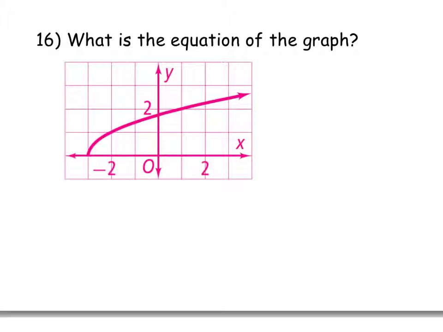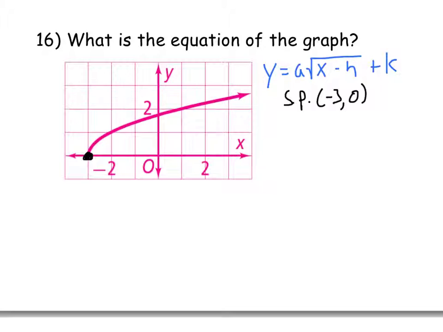Number 16, what type of function do we have? Square root function. So the general form is y equals a square root of x minus h plus k. Well, h and k give us the starting point. The starting point is at -3, 0. So our starting point, -3, 0. Remember I told you guys for square root functions, what's our a going to be? A is 1. You can verify that because to the next point on your graph, you have to go up 1, right 1. So a is going to be 1.